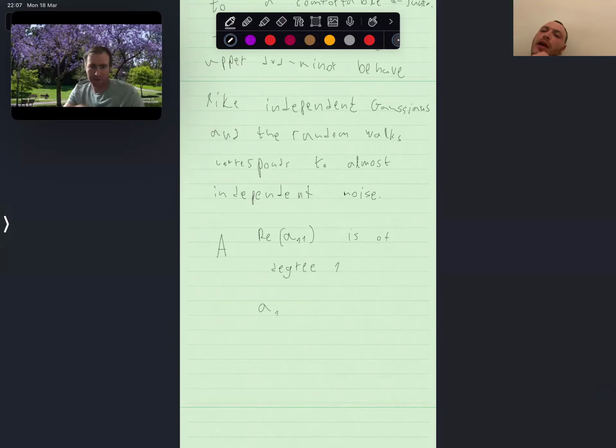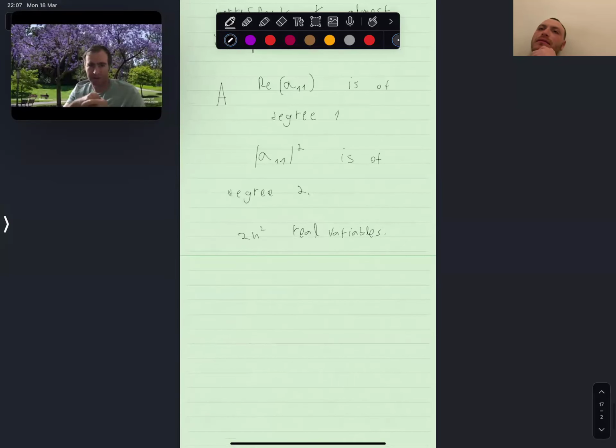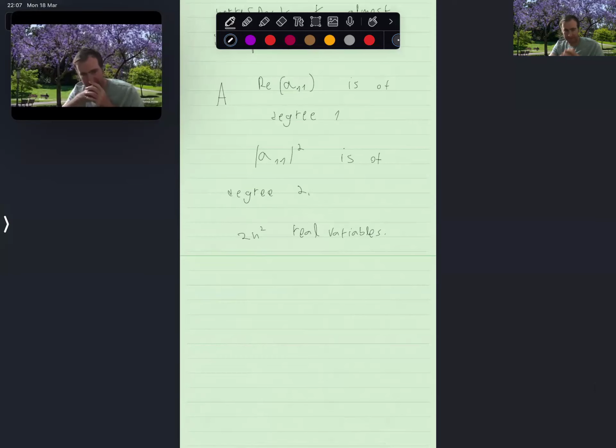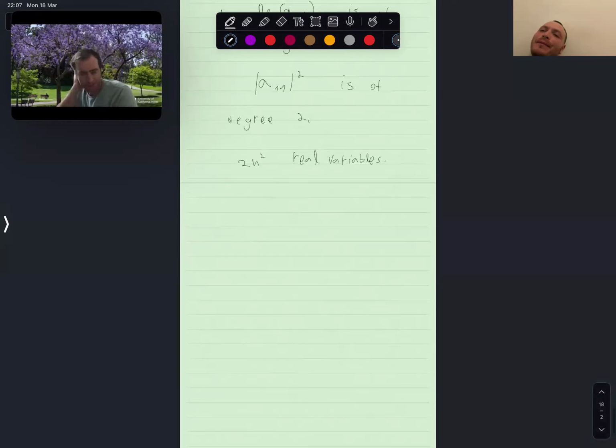And A11 squared is of degree 2. So we have 2n squared real variables, and you take polynomials of degree D in these real variables. And the point is that in the Boolean cube, basically, you can define V at most D.